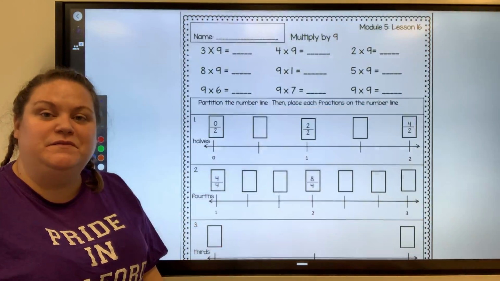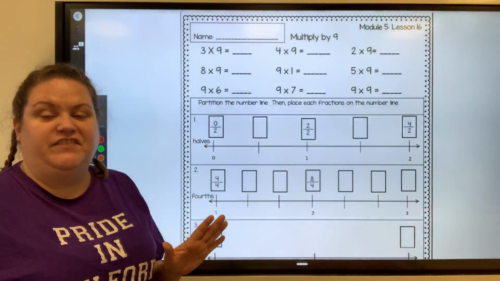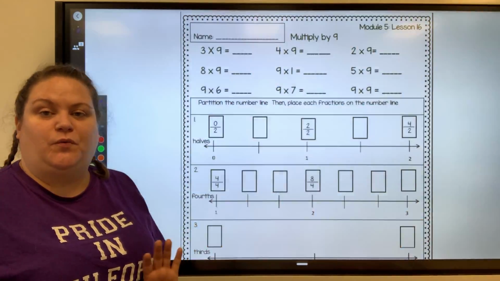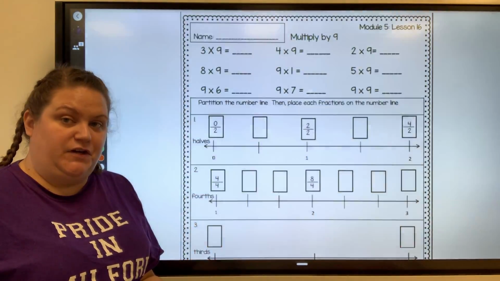Hi everybody, and welcome to the worksheet practice for Module 5, Lesson 16. If you don't have this, don't worry about it. You're welcome to just follow along. If you want to try these problems on a piece of paper, feel free.